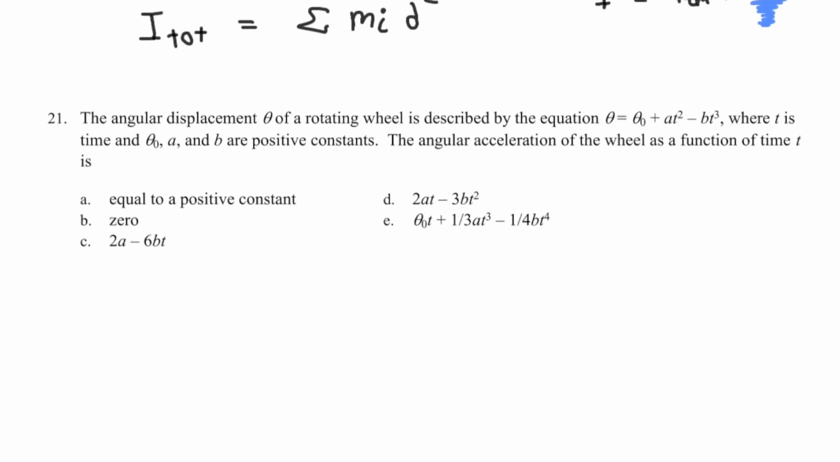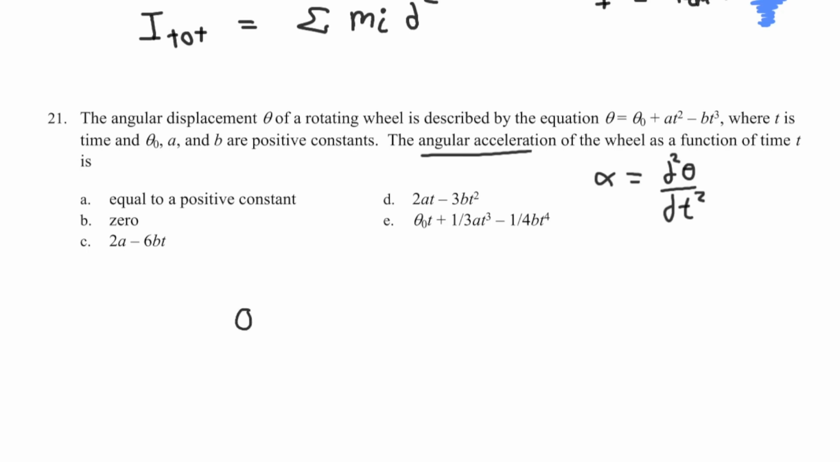The angular displacement theta of a rotating wheel is described by this equation. We're given theta, not A and B. What's the angular acceleration? So this is just calculus plug and chug. So we want angular acceleration, and we're given theta. So we know that alpha is equal to the second derivative of theta, because it's about acceleration, we have position.